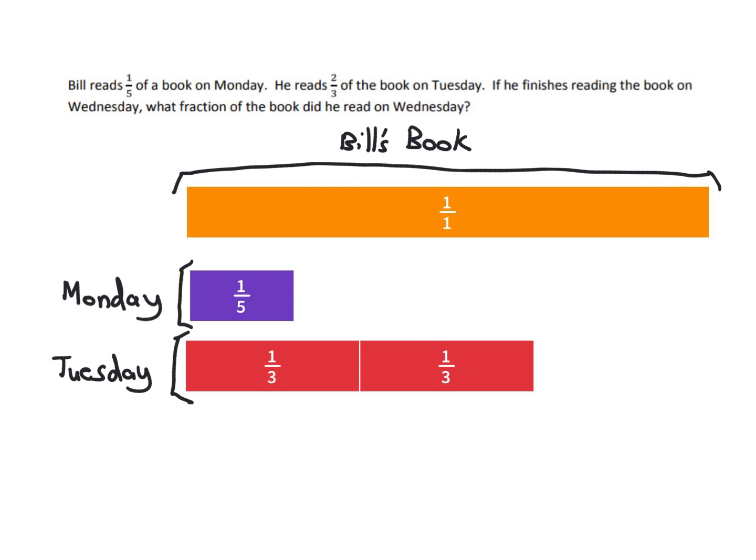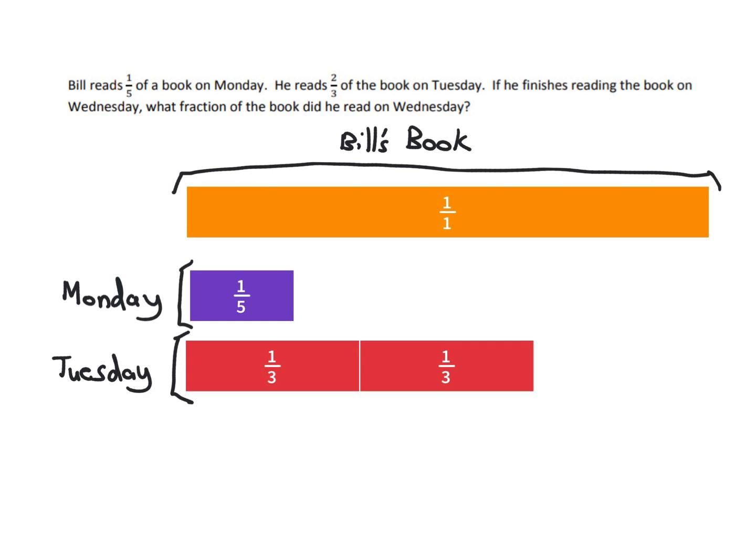Our next problem says, Bill reads 1/5 of a book on Monday. He reads 2/3 of the book on Tuesday. If he finishes reading the book on Wednesday, what fraction of the book did he read on Wednesday? To solve this problem, we need to know how much of the book Bill read on Monday combined with how much of the book he read on Tuesday, so that we can figure out what fraction of the book he read on Wednesday to complete the book.